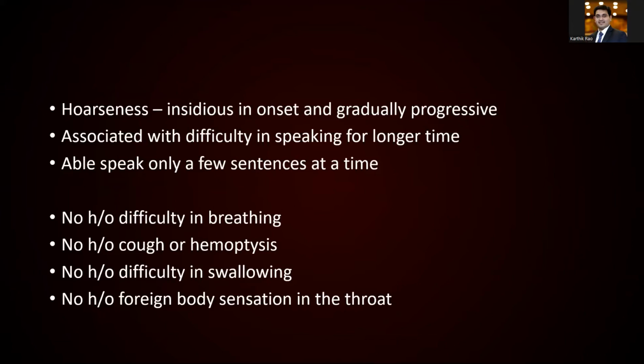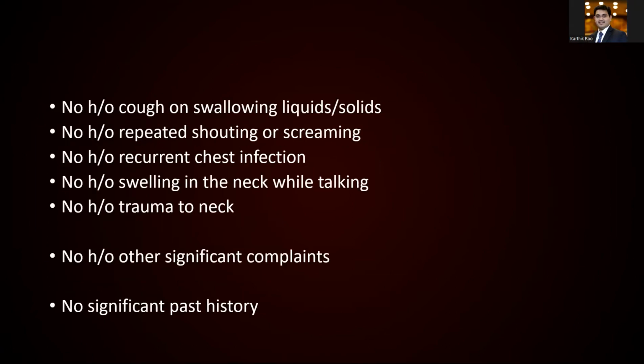No history of difficulty in swallowing. Supraglottic tumors or piriform fossa tumors infiltrating into the piriform sinus and postcricoid region can lead to difficulty in swallowing. History of foreign body sensation in the throat is mainly because of irritation of the pharyngeal plexus and glossopharyngeal nerve. Patient tends to have irritation, and that is the reason the patient might present with foreign body sensation in the throat.